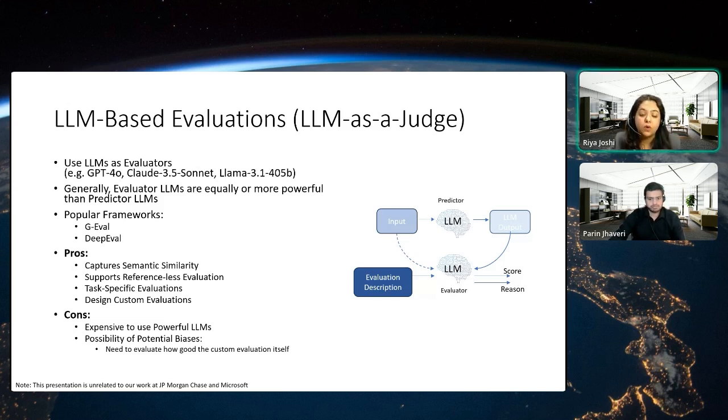But there are obviously some cons that are worth considering. LLMs are expensive to use. Every input and output token, you need to pay for it. Using LLMs to evaluate other LLMs can introduce potential biases, making it necessary to assess the quality of the custom evaluation itself. Some of the very popular frameworks that are used for LLM as a judge evaluation are GEval and DeepEval.